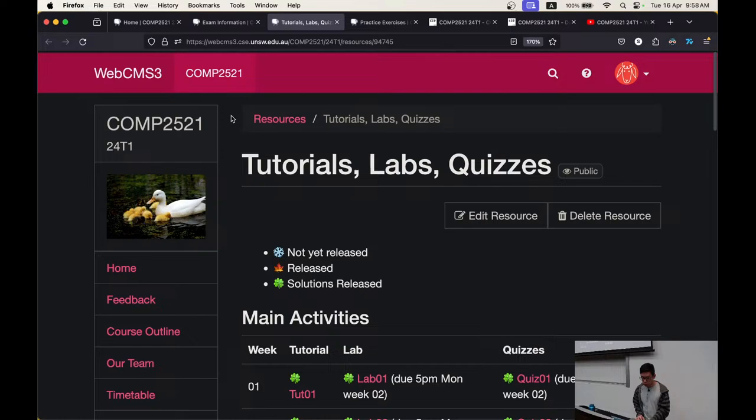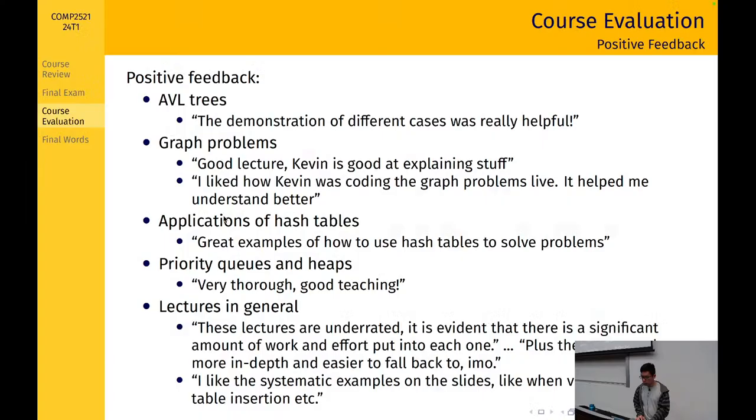So it's also linked over here on the sidebar. Some feedback about AVL trees, demonstration of different cases, graph problems, applications of hash tables, priority queues and heaps, and lectures in general. Right, so good positive feedback. Positive feedback doesn't necessarily need to be specific, right? Because it's not saying that there's something that needs to be improved.